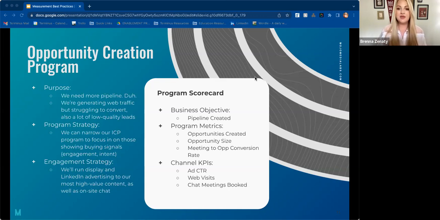So as we look back at the program, if our primary business objective was to drive pipeline or create new opportunities, we also need to understand how many total opportunities were created, right? And what the average deal size of those opportunities is, which are overall objectives of running account-based programs, to impact metrics like those. But we also want to understand, how are we converting initial meetings to opportunities? So looking at our demo to meeting opportunity conversion rate can be a great metric for an opportunity creation program.